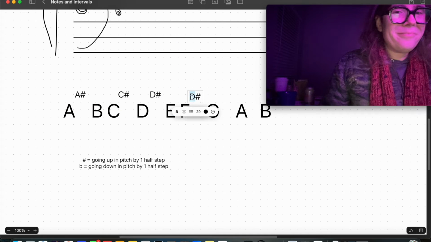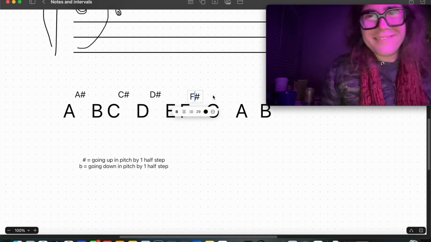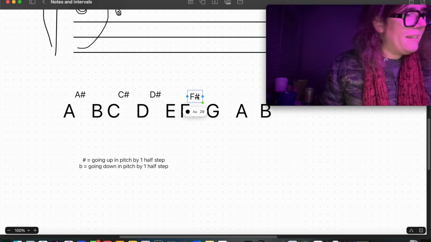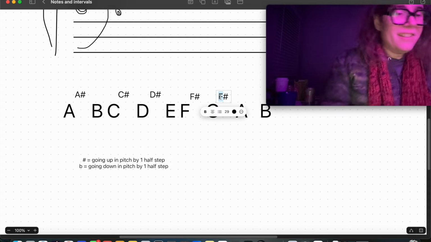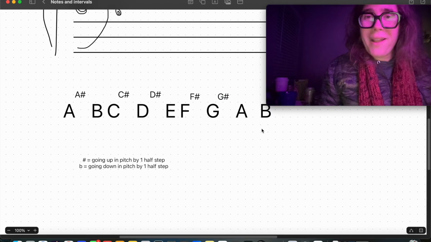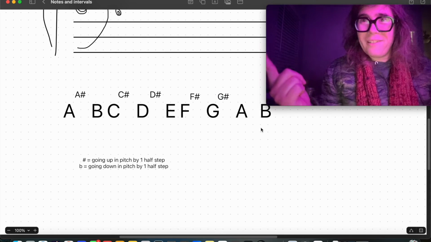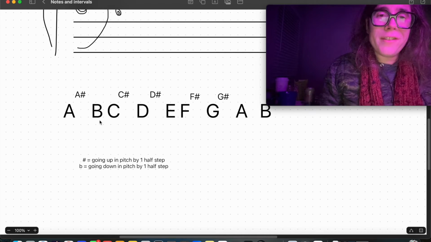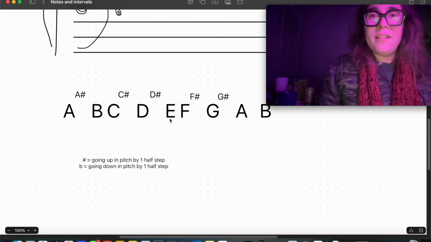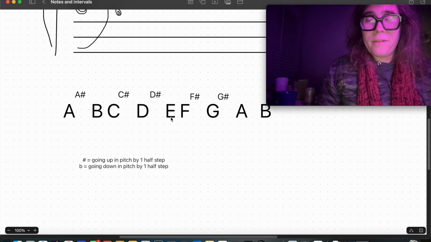F. I'll explain in a second. Guess what my next one is here. G sharp. And if we go past A, we would just get another A sharp again, right? Notice how I have skipped over B and E for these sharps.